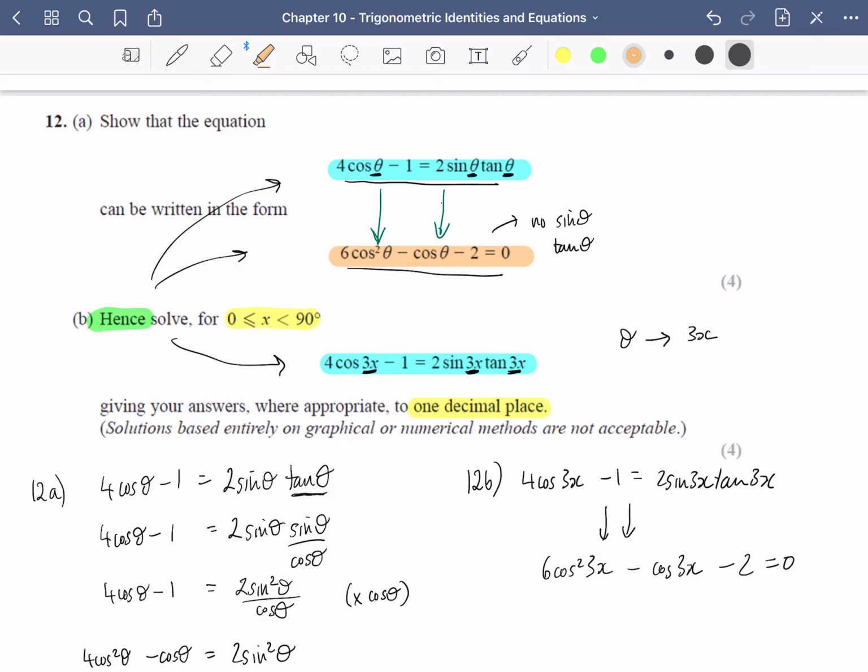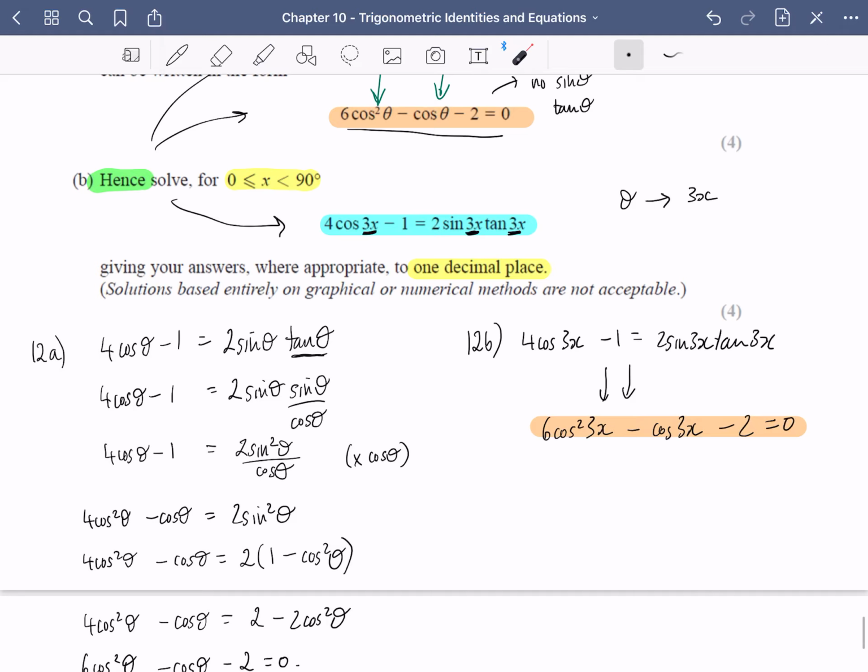And I'm just going to make a big point here. This orange one and the other orange one match each other, apart from instead of theta, it says 3x. And these blue ones match each other, apart from where it says theta, it says 3x. And so now the rest of this question is just going to be about solving the trig equation.